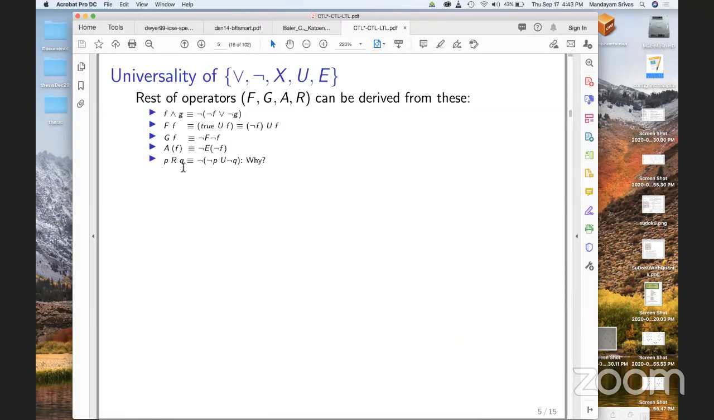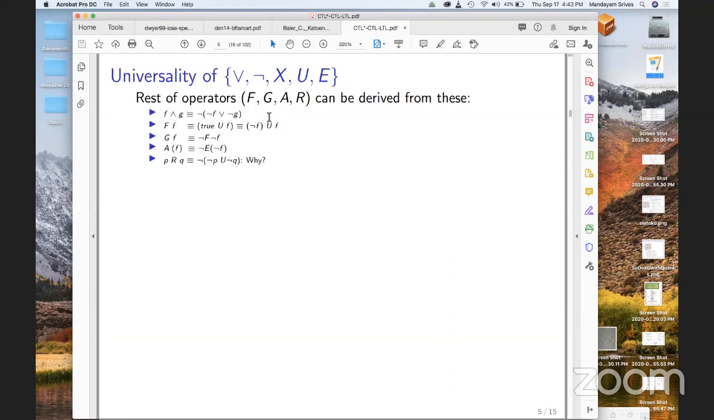This is the duality operator. In the beginning, the release operator was something that was added for efficiency reasons, as you will see. R can also be eliminated, but there is a reason why R is retained, because it gives you compact specifications, especially when you want to convert these formulas into some normal forms.